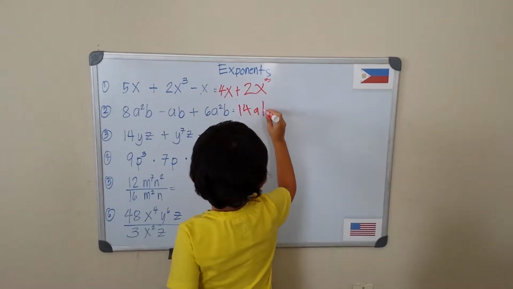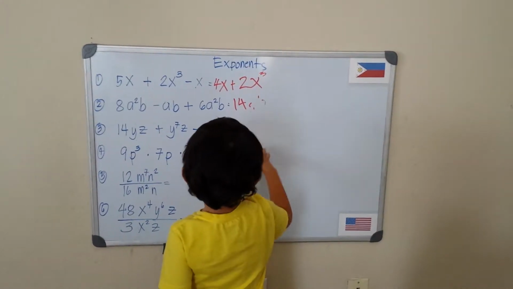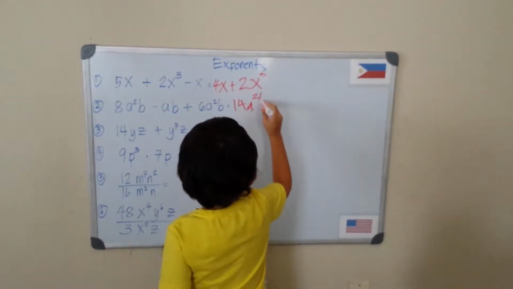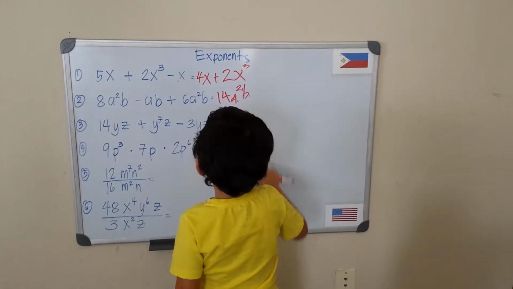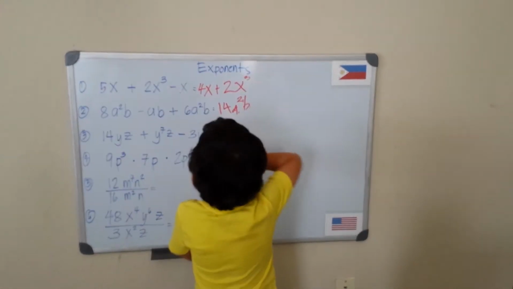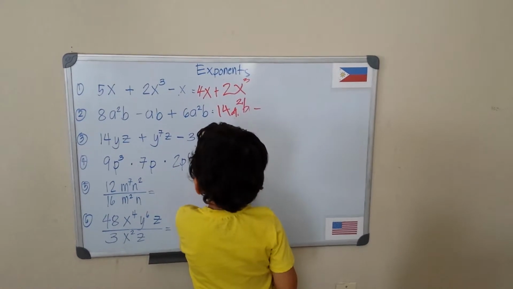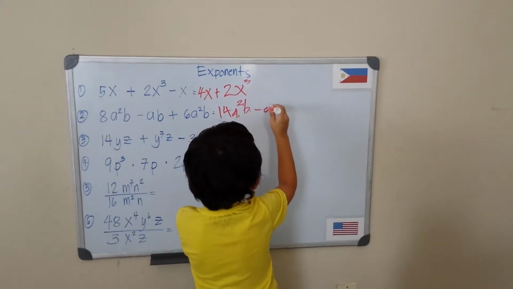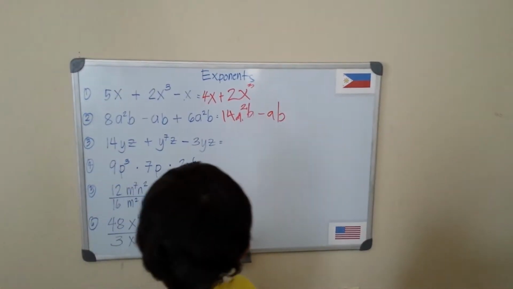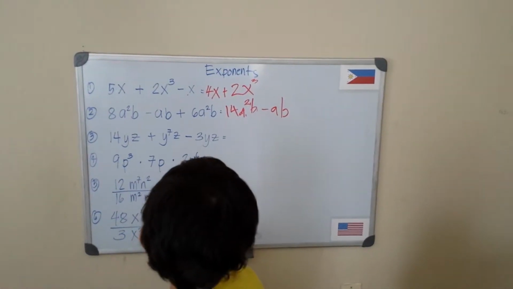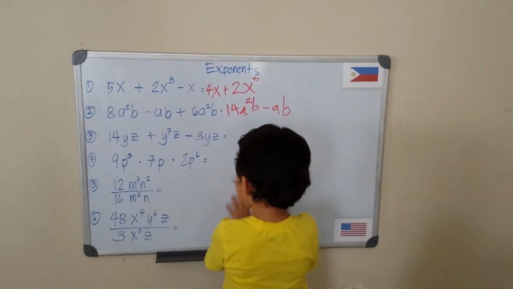A, B. No, not that. A, that one is better. So A squared B minus the AB. We need that better. Okay. So next.